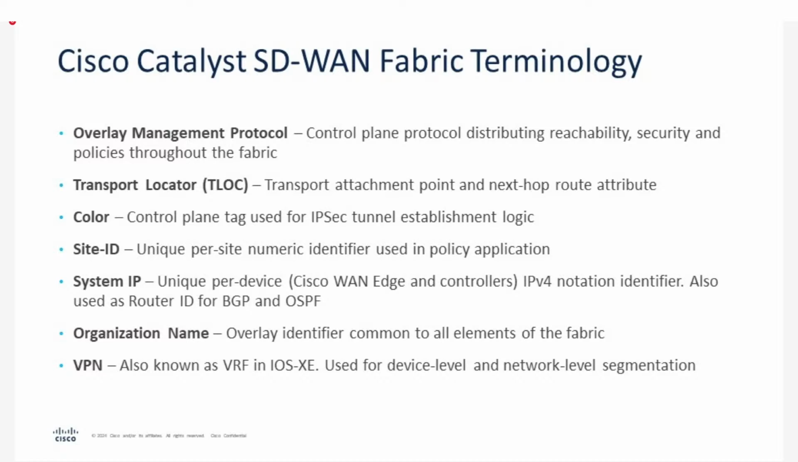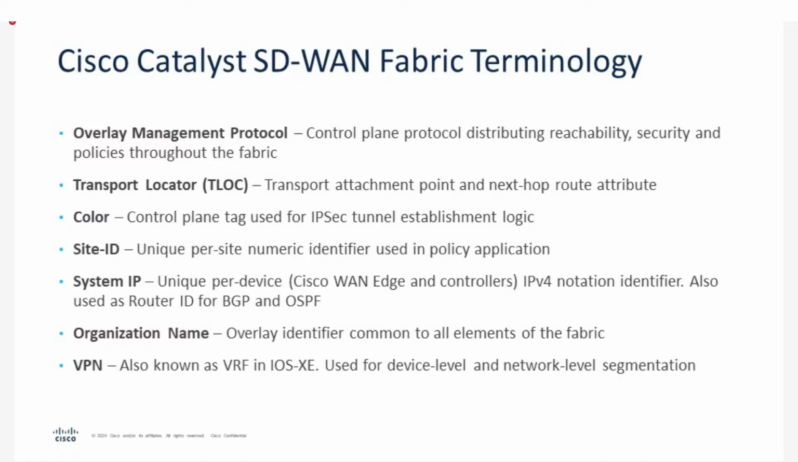Next, we have color. Color is mainly a tag to identify the transport which is connected to the network. For example, if you have an MPLS or an internet, we can choose what type of color tag we can provide to them. It might be biz internet or private one, private two. So we have multiple color options. The customer can choose whatever color option he desires.